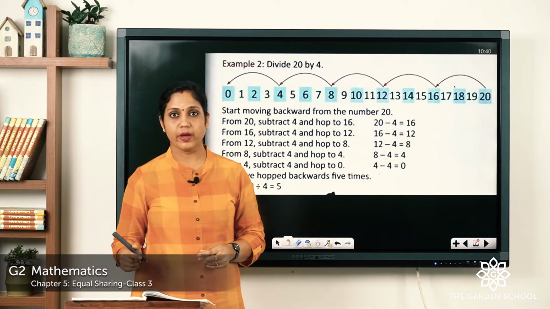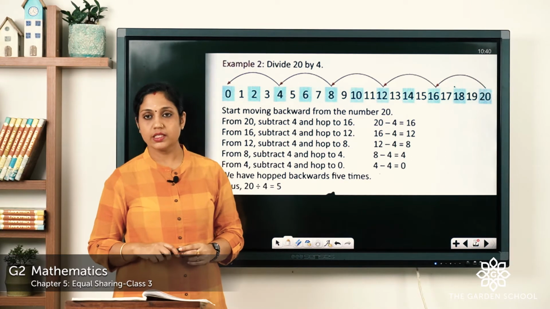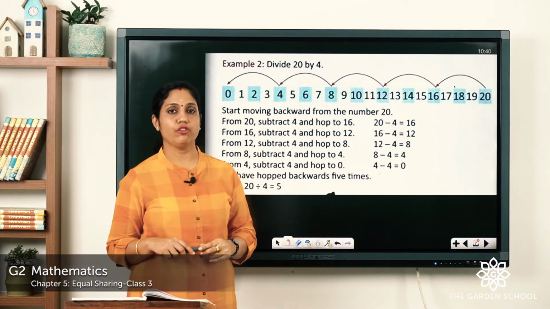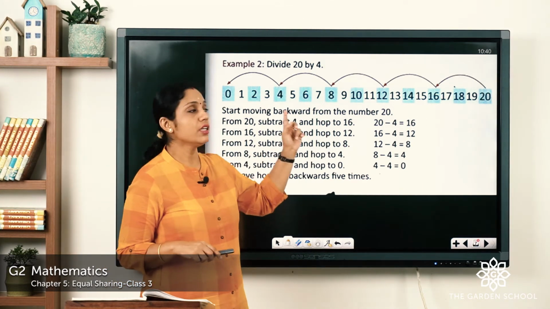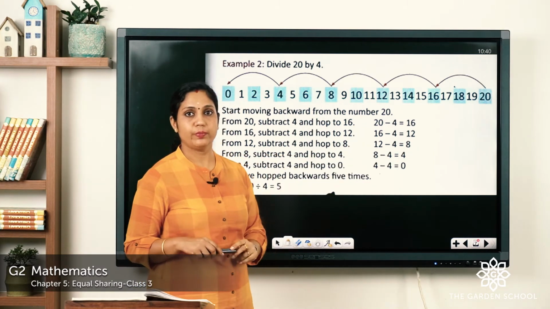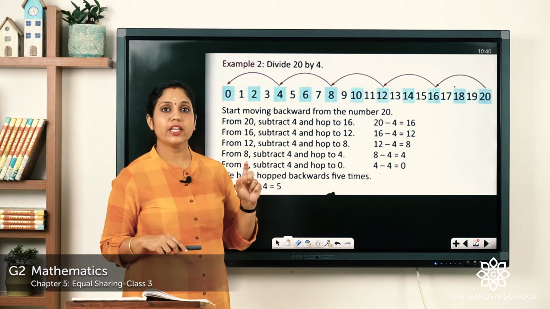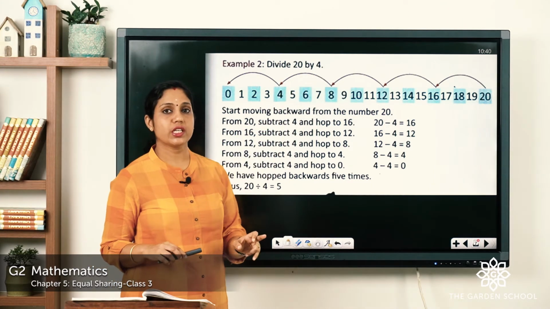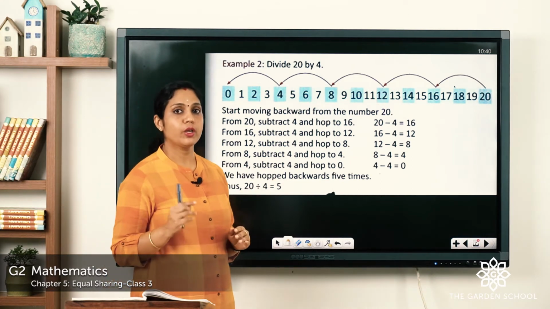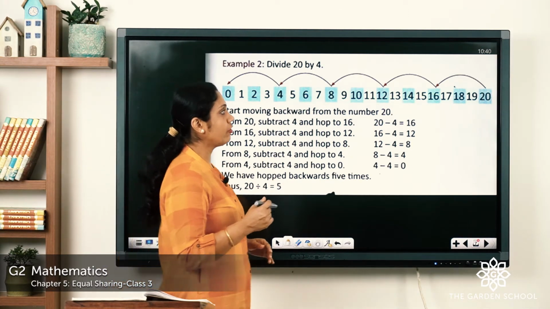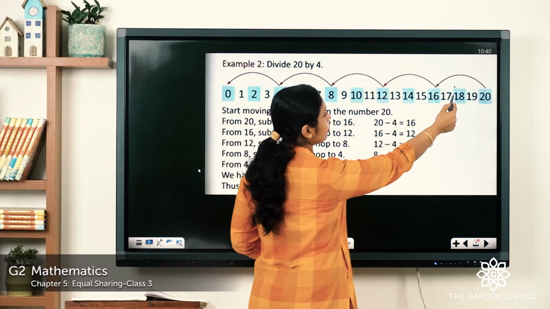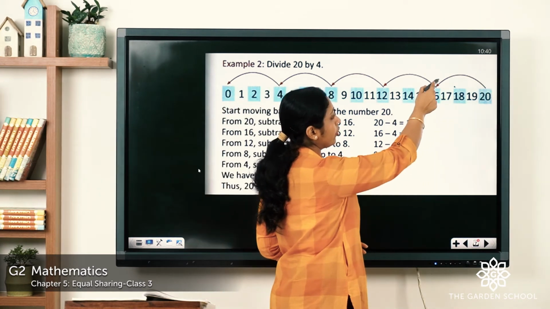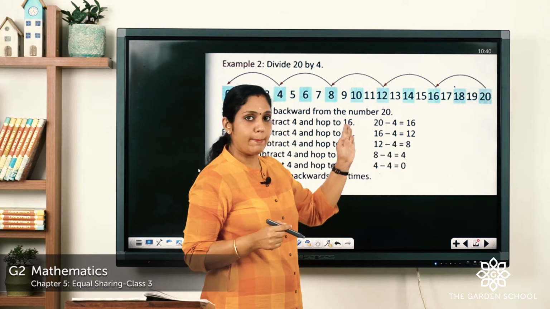Here in your text, page number 67, you have this sum. Divide 20 by 4. You can see numbers are given here, 0 till 20. So we have to start from the number 20 because the question is 20 by 4. We need to move backwards 4 numbers. So starting from 20, 1, 2, 3, 4, we reach the number 16. So you can draw a semicircle and draw an arrow mark to show that it is going backwards.